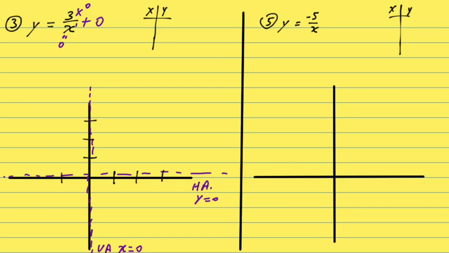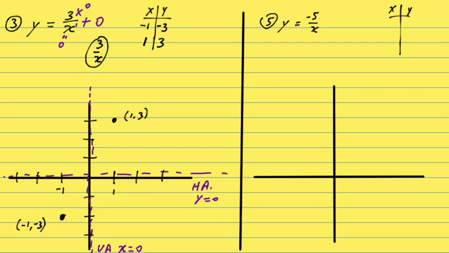Now I'm going to mark off a few in each direction, just so I can graph. So I have 3 over x. If you put in a negative 1, you'd get out 3 over negative 1, which is negative 3. So I have negative 1, negative 3. I need to put 1 on either side of the vertical asymptote. So if I put in a 1, 3 over 1 is 3. So 1, 3 is up here.